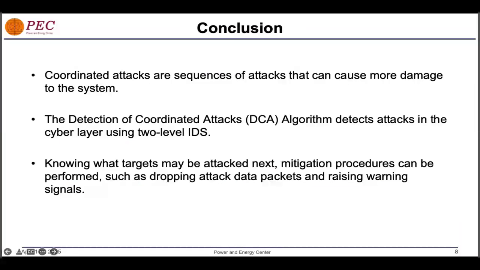So to conclude, coordinated attacks are sequences of attacks that cause more damage to the system, and we are developing an algorithm to detect those coordinated attacks using the two-level IDS. So at the end, we can know what components in the system are likely to be the next target of the attacker. We can send a warning to those components so that they can drop tainted data packets and raise the warning signal. That's how we prevent the physical harm from happening to our system.